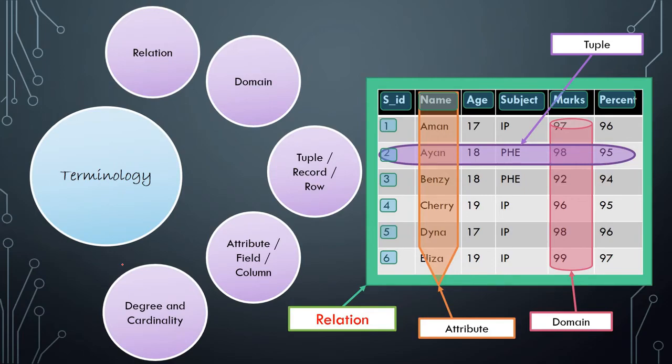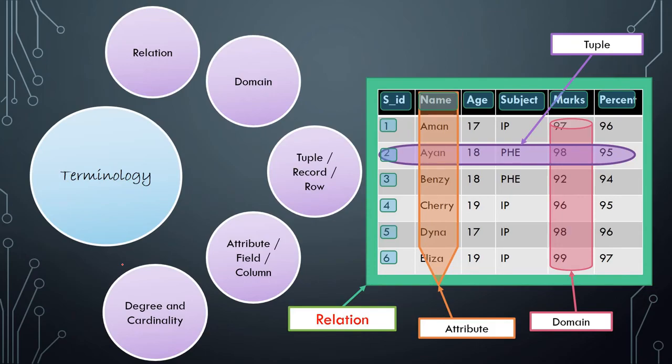Now suppose I remove one column, the percent column from this table or this relation. Then what will be the degree of this table? So now we are having only SID, name, age, subject and marks. We are having 5 columns. So now the degree of the table is 5, or the degree of the relation is 5. And cardinality is 6. And if I remove one record, suppose I delete the record of Diana from this table, then I am having only 5 rows after that. Similarly, my cardinality will be 5.